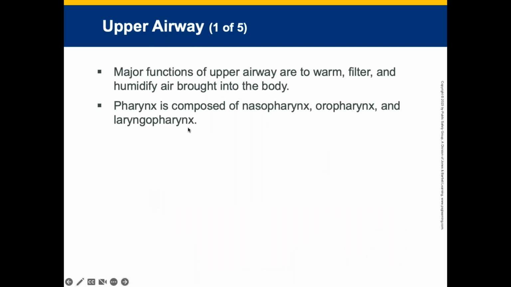So the major functions of the upper airway are to warm, filter, and humidify air brought into the body. The pharynx is composed of the nasopharynx, oropharynx, and laryngopharynx. The larynx is considered the dividing line between the upper and lower airways. The major function of the upper airway, remember again, is warm, filter, and humidify. You're going to see that on an exam. I guarantee you'll see that. The upper airway is to warm, filter, and humidify air brought into the body.